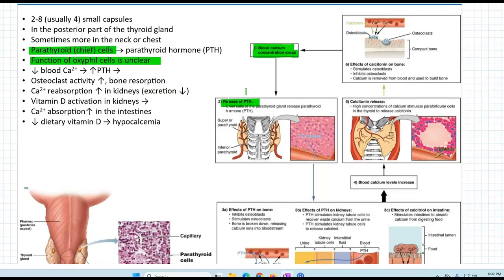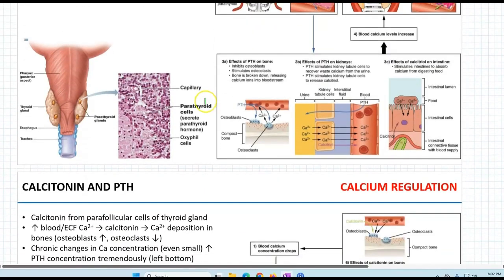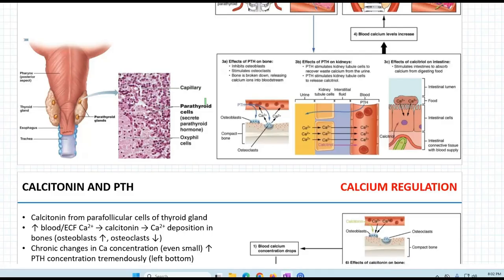So when blood calcium drops, parathyroid cells release parathyroid hormone. It has three effects. So effect number one, it inhibits osteoblasts, stimulates osteoclasts, and we have bone resorption, which means calcium is delivered into the bloodstream.